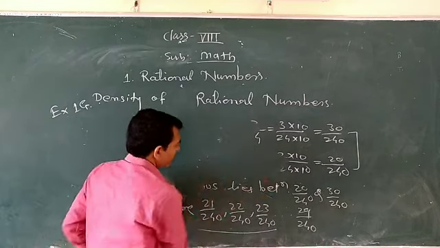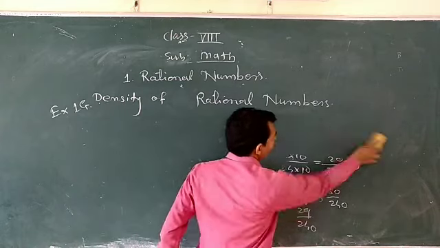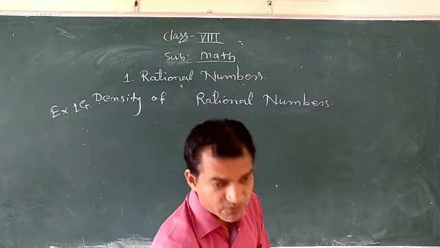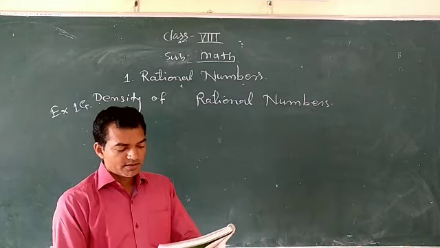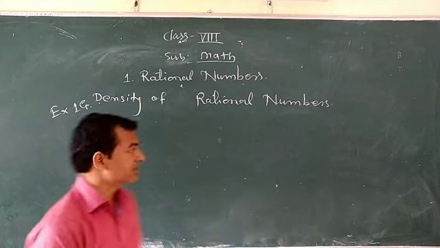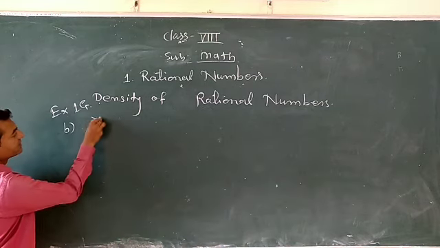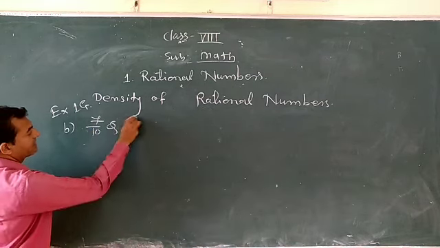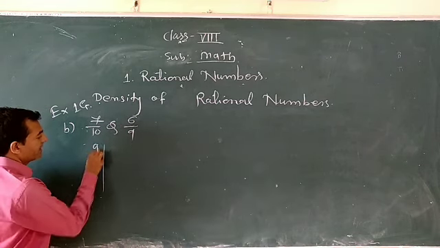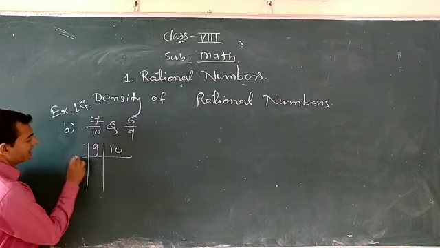Now listen again carefully. Again different denominators are there. So question B is what? 7 by 10 and 6 by 9. Okay, first you have to find the LCM. LCM of 9 and 10. What is the LCM of 9 and 10?